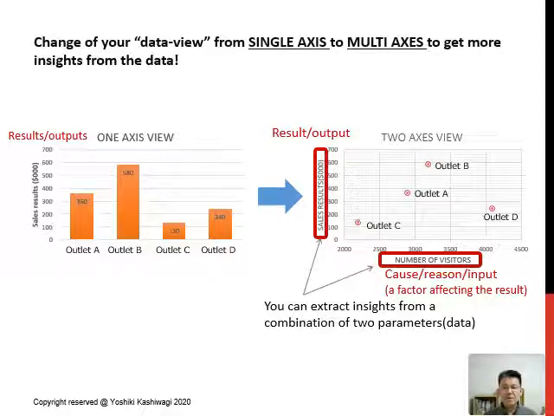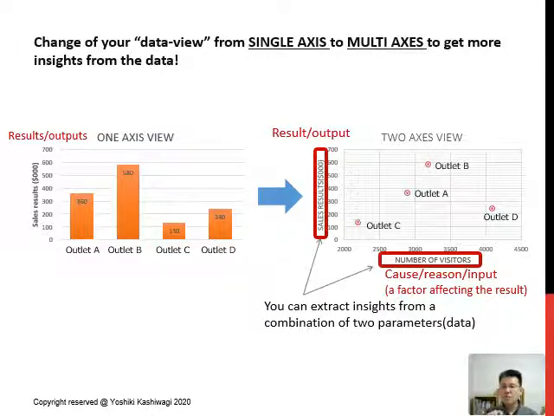What can you see from this graph? You can find a linear straight line relationship between sales result and number of visitors for outlets B, A, and C. This makes sense because the more visitors you have, the higher the sales result you have. This is a very simple linear relationship.